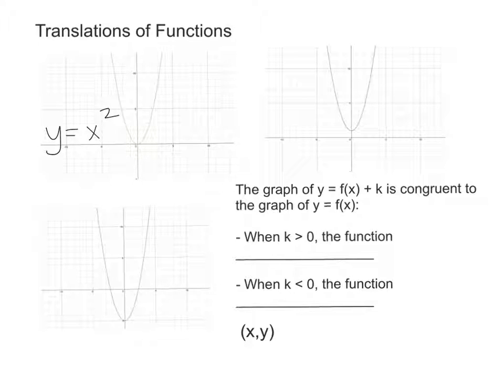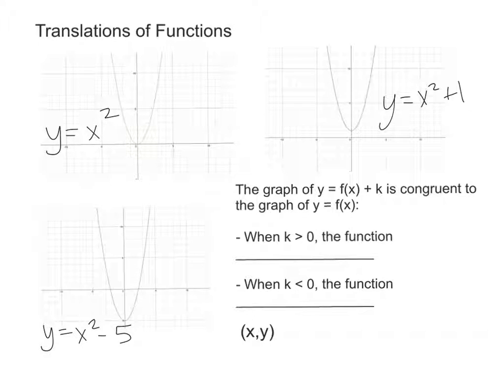And then you were asked to graph y equals x squared plus 1, and we're looking at how that graph compares to y equals x squared. Y equals x squared is the parent function here. Y equals x squared plus 1 is a transformation of that parent function. And how did it change? It translated up 1.